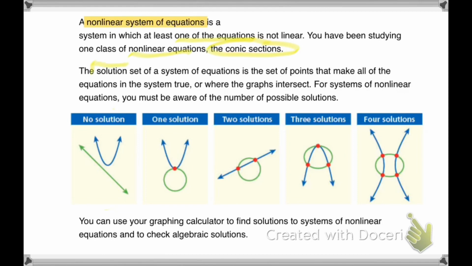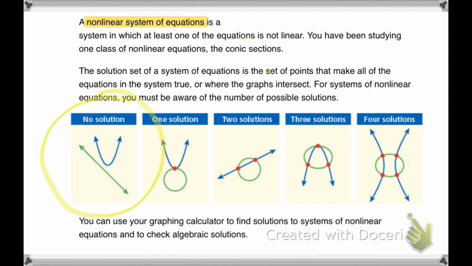So our solution set of a system of equations is the set of points that make all the equations in the system true, or where the graphs intersect. So all we're going to be doing is just looking for points of intersection. For systems of nonlinear equations, we must be aware of the number of possible solutions. So when we look at our two graphs, we'll see that there could be multiple points of intersection, there could be no points of intersection, or there could be one.